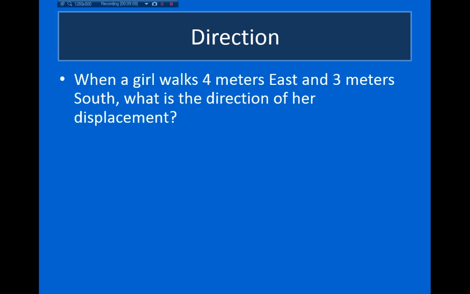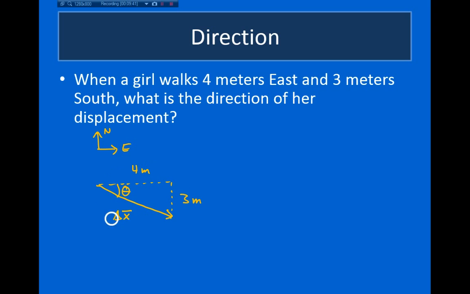So here we have 4 meters east and 3 meters south. Let's go ahead and draw that. If this is north and this is east, we went 4 meters east and then 3 meters south. This arrow here represents the displacement. Okay? So using this, I can calculate, for example, this angle right here.